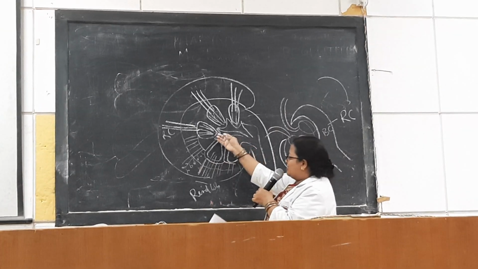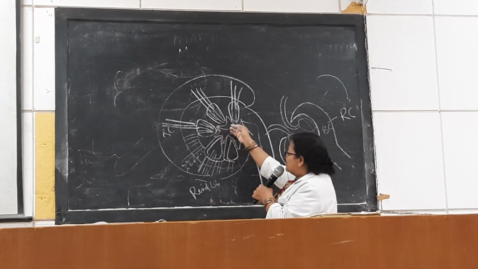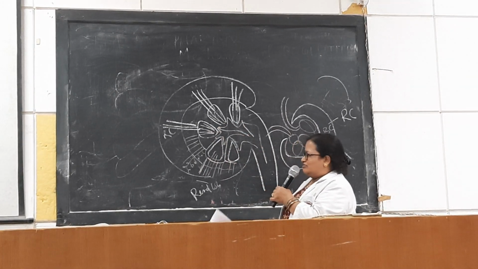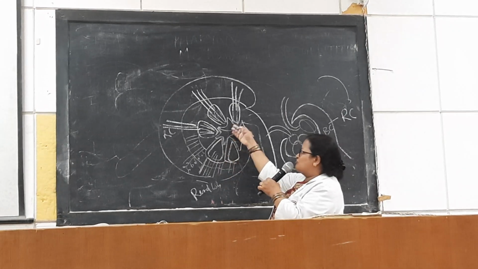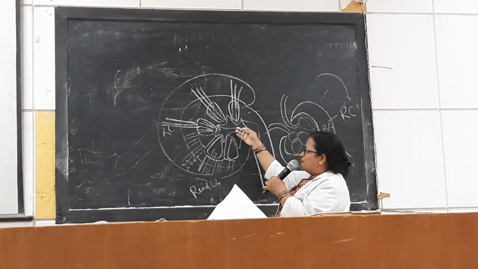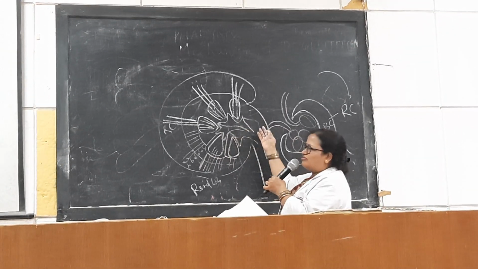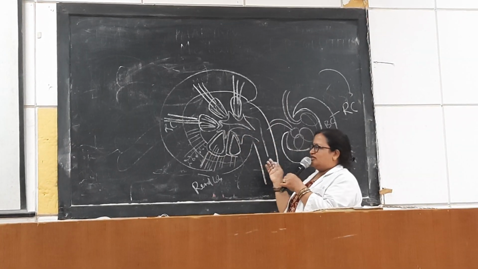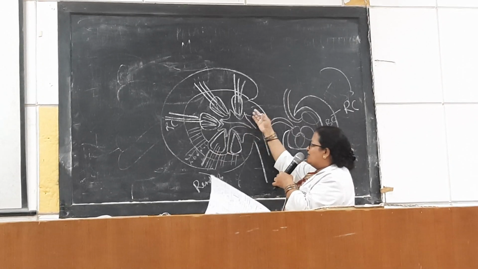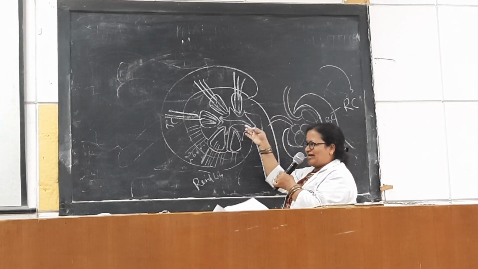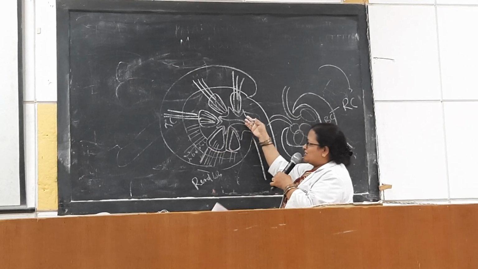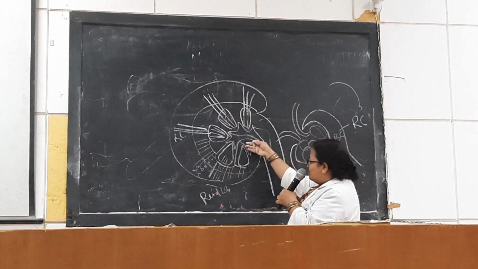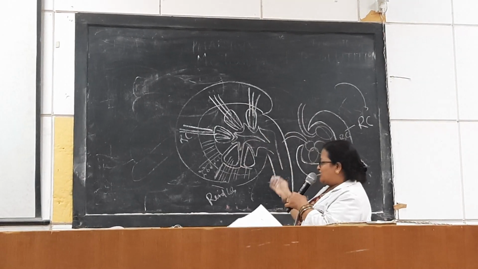ducts of Bellini. So they are pierced by these, and they will drain the urine into the minor calyx, and 2 to 3, 4 to 5 minor calyces will merge to form one major calyx, which is the main constituent of the renal pelvis. So the renal pelvis is composed mainly of fatty tissue, blood vessels, and the urine comes out through this.